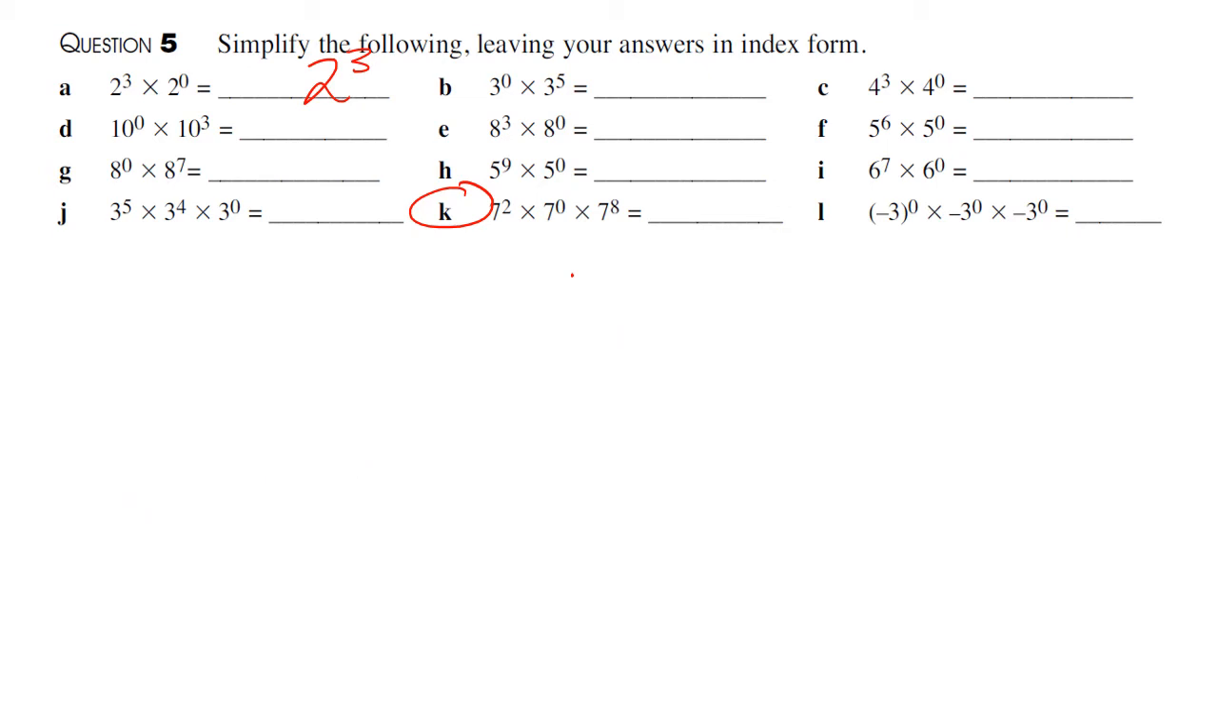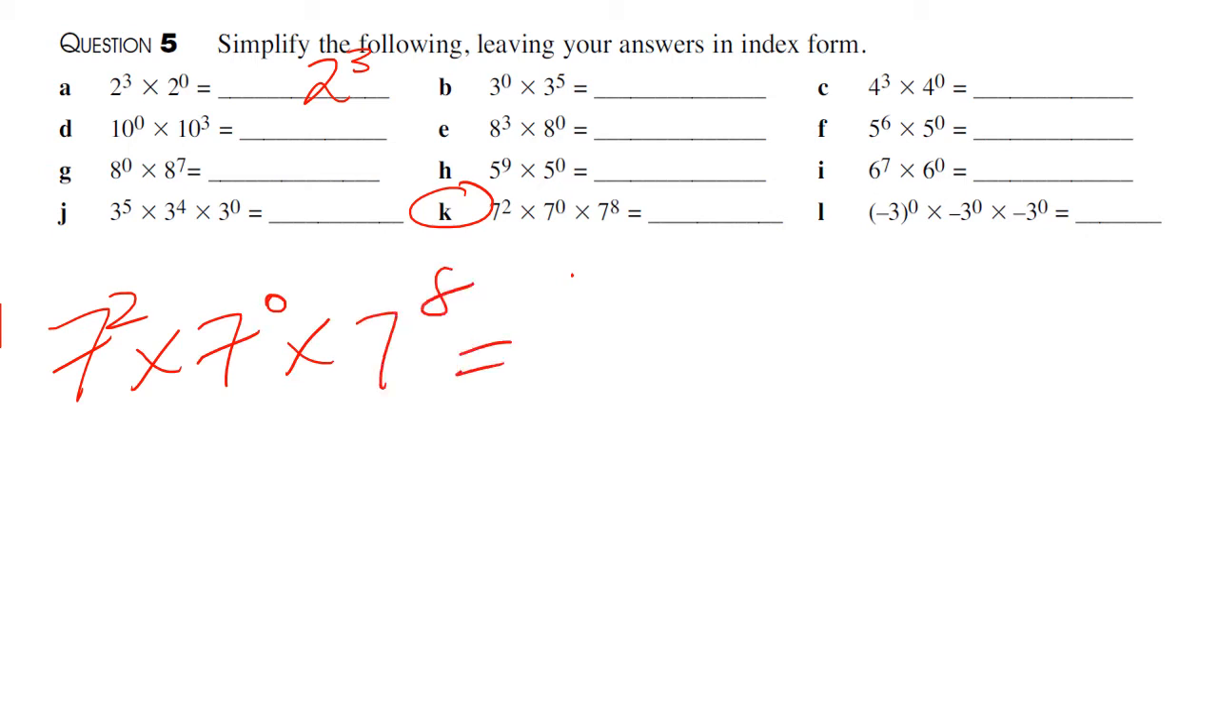I've got 7 to the power of 2 times 7 to the power of 0 times 7 to the power of 8. Remember, we can use the multiplication rule with 7. I don't care how many terms there are. If I multiply them together and they all have the same base, I just add the powers. So this will be 2 plus 0 plus 8, which is the same as 7 to the power of 10.